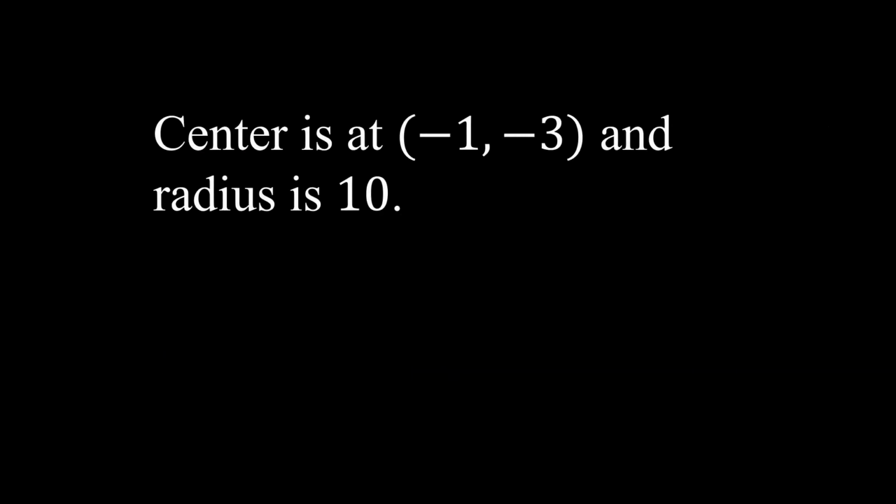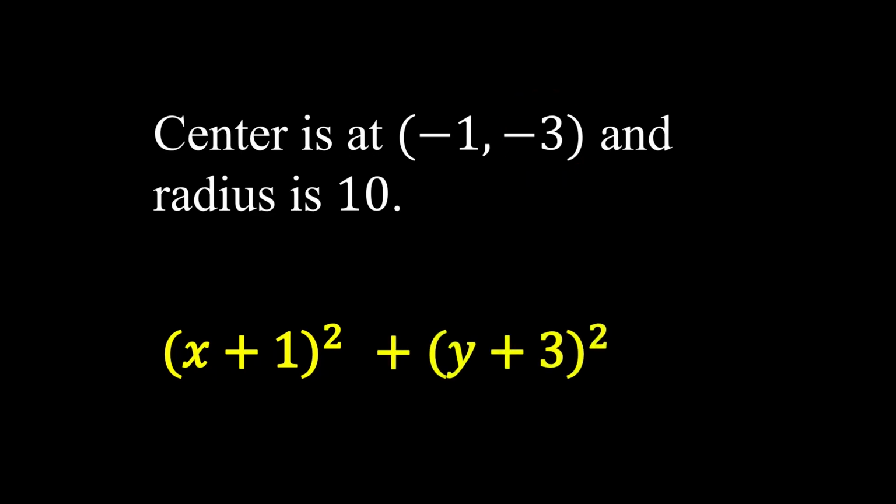Center is at (negative 1, negative 3), and radius is 10. Since h is negative 1, we change the operation to plus. It becomes (x plus 1) squared plus, since k is negative 3, we change the operation to plus, (y plus 3) squared is equal to 10 squared, and 10 squared is 100.